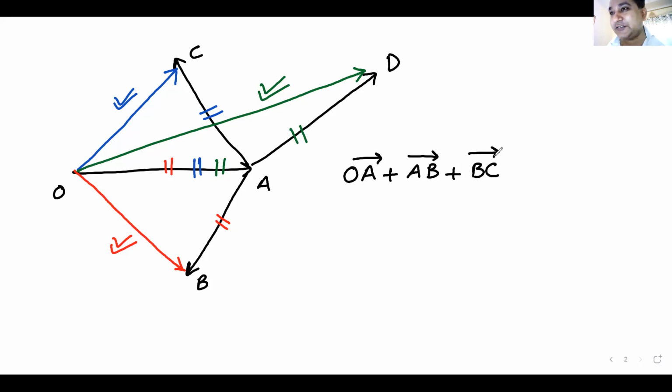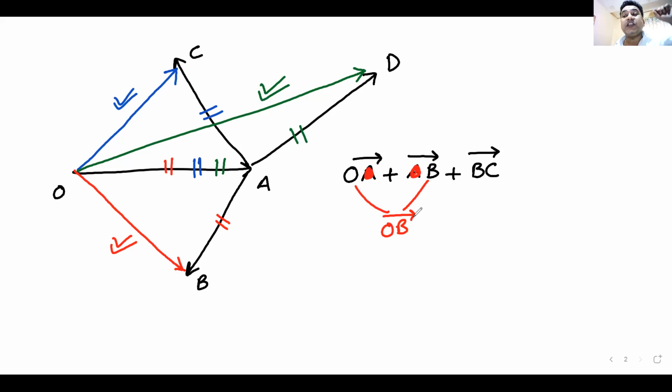Now I have three vectors here. I have talked about triangular law. Triangular law can only add two vectors, but now I'm asking you to add three vectors. How do you add three vectors? The answer is still OC, and the concept still remains the same. This vector OA plus AB will give me what? This vector will give me OB vector.